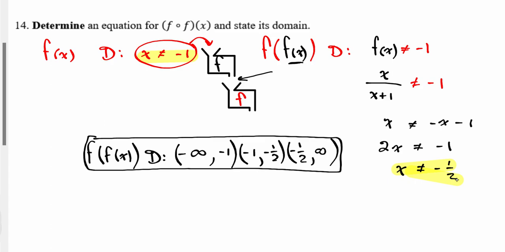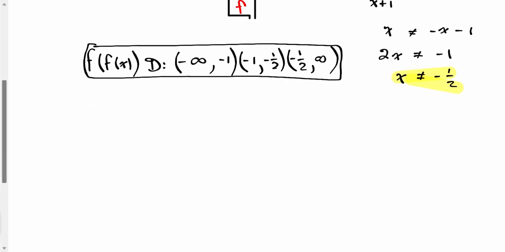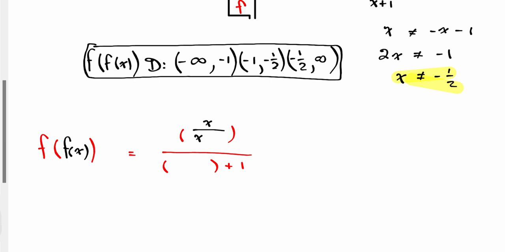Then when we're going to look at the equation, here we go. My f of x function is equal to x over x plus 1. Inside, I put my f of x function, which is x over x plus 1. And now we want to simplify this.